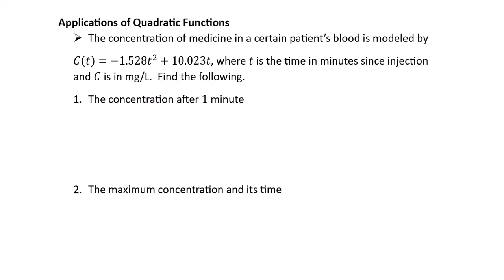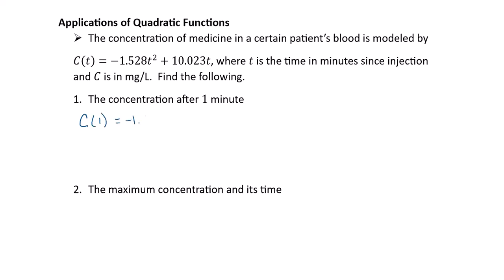So let's look at an application of quadratic functions. Here, the concentration of medicine in a certain patient's blood is modeled by C of t equals negative 1.528 t squared plus 10.023 t, where t is the time in minutes since injection and C is in milligrams per liter. Let's find the following. The concentration after 1 minute. Well, 1 minute is going to be your time t. So we're going to take C of 1.